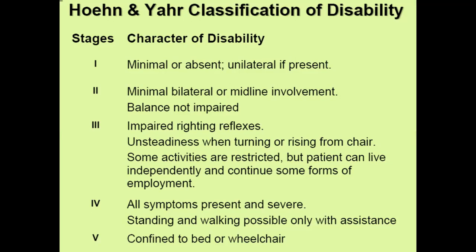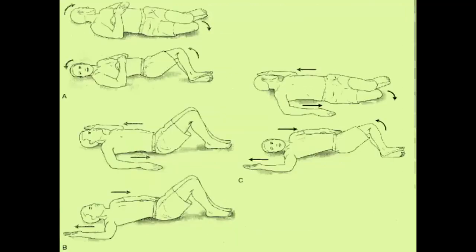The fourth indicates all symptoms present and severe, with standing and walking possible only with assistance. The last one is confined to bed or wheelchair. The final fifth one is where the patient is wheelchair bound.